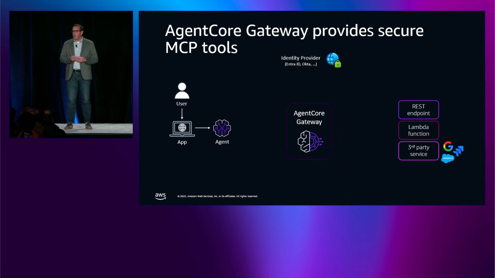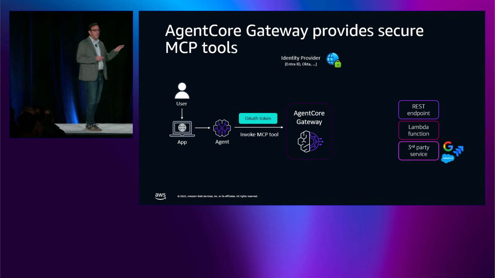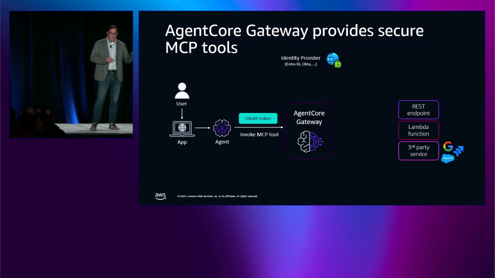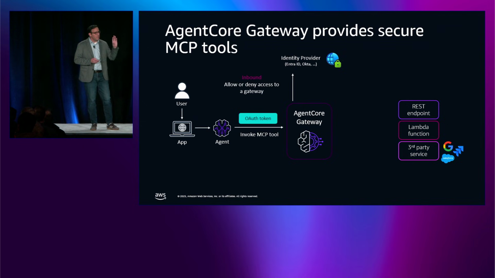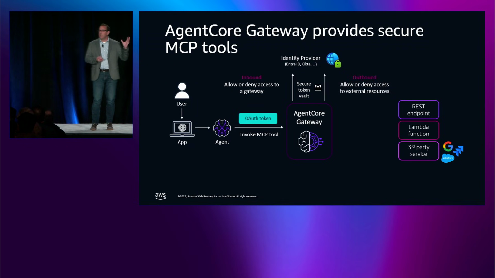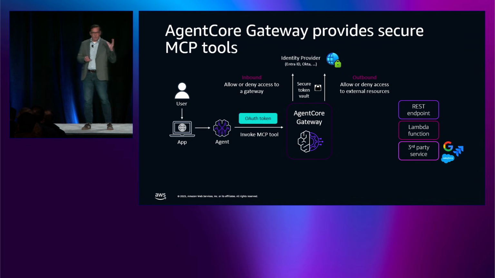Let's go deep into the security. When the client invokes a request to go to the MCP endpoint for AgentCore Gateway, it's going to need to generate an OAuth token that it's going to send along. AgentCore Gateway is going to then consult the identity provider and determine if it has access inbound to that AgentCore Gateway. It will then check and see which resources it has access to on the outbound side, accessing those existing API and tools as Lambda functions or REST API endpoints.